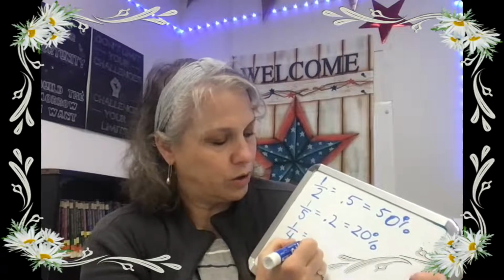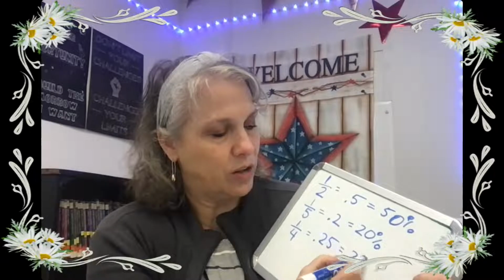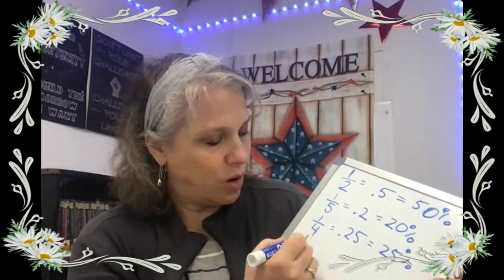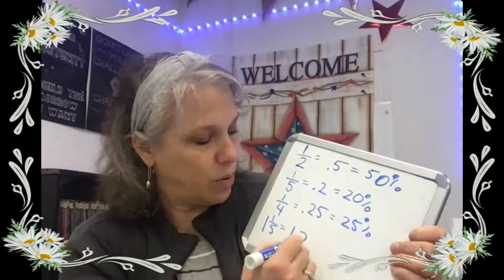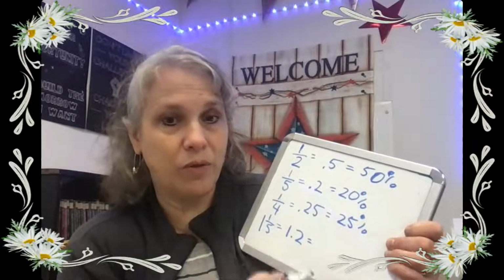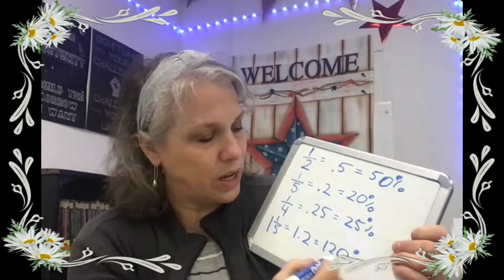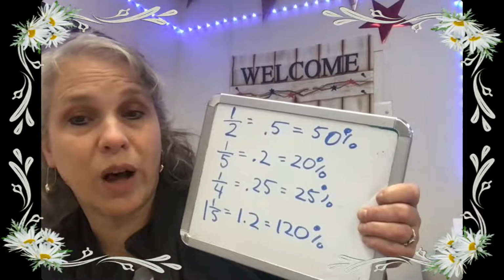1/4 is equal to 0.25. Multiply it by 100, it's 25%. Now, if I had 1 and 1/5, so that's a whole number, that is equal to 1.2. I move the decimal to the right 2 places. That is 120%. So you can have over 100% as well.